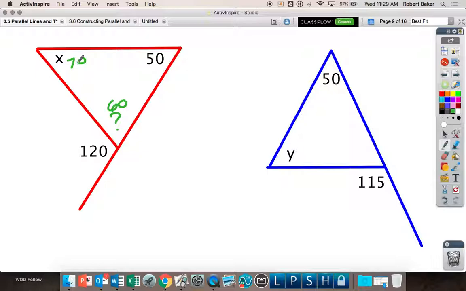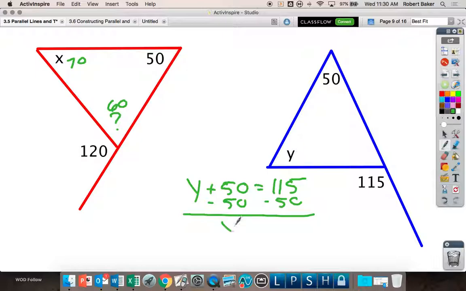What about the blue triangle? I'm going to force you guys to use the exterior angle sum theorem, where the remote angles add up to equal the exterior angle. And you can always check and verify that 65 and 115 do add up to 180. So not often used, but equally impressive.